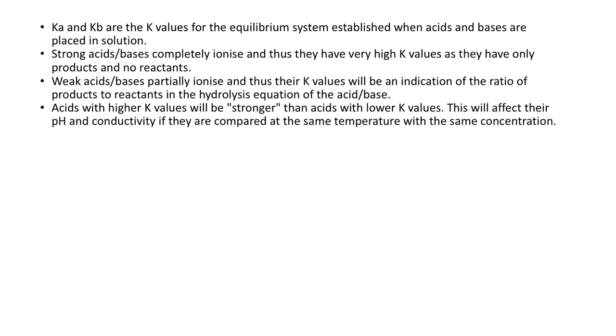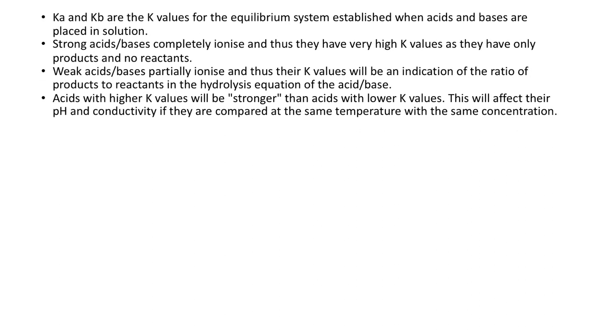Okay, so let's have a look. As we've seen in equilibrium, K values, right? So we're now looking into Ka and Kb. What are they? They are the K values for equilibrium systems established when acids and bases are placed in solution. Ka for acids, Kb for bases.